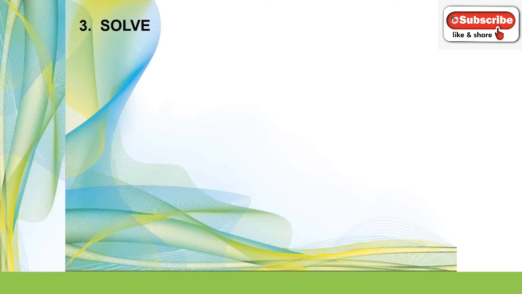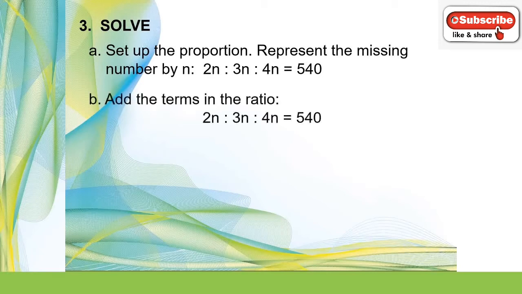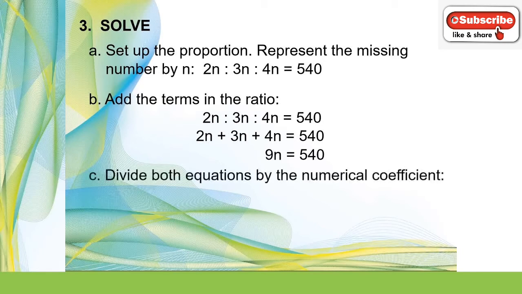In order to solve the problem, we have the following steps. First, set up the proportion or the equation. Represent the missing number by n. So our equation now is 2n:3n:4n equals 540. Next, add the terms in the ratio. So 2n plus 3n plus 4n equals 9n equals 540. Then divide both sides of the equation by the numerical coefficient. 9n divided by 9 and 540 divided by 9. So n is equal to 60.